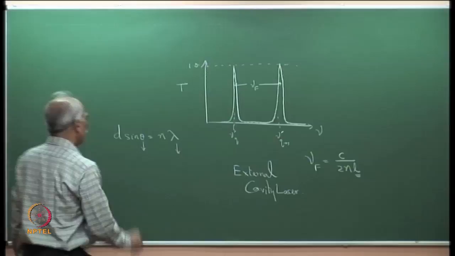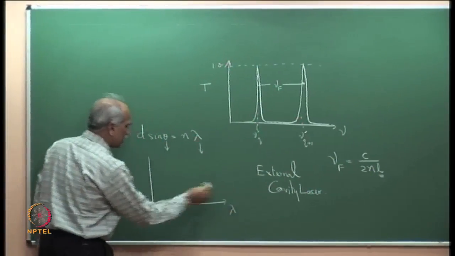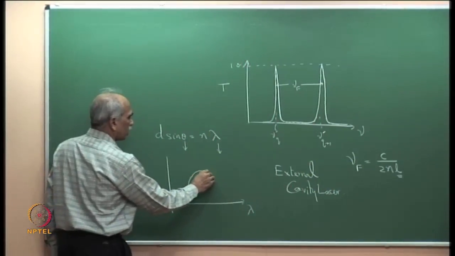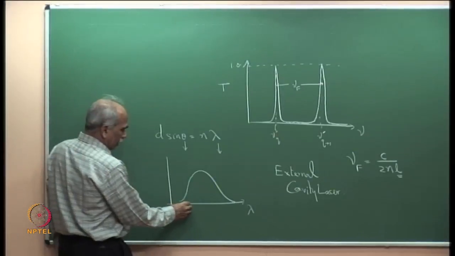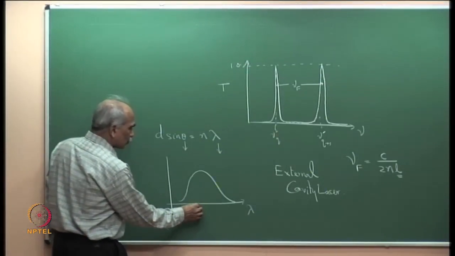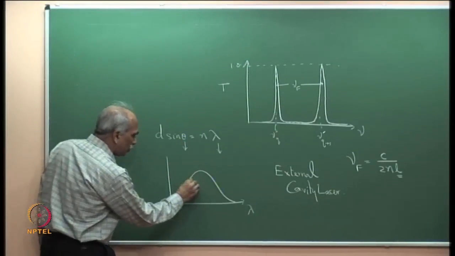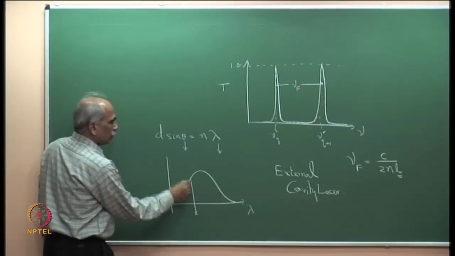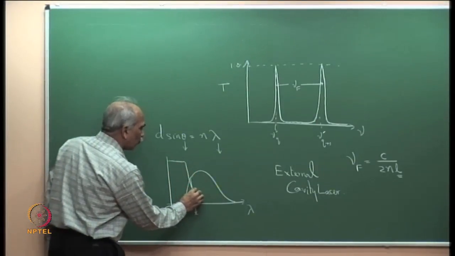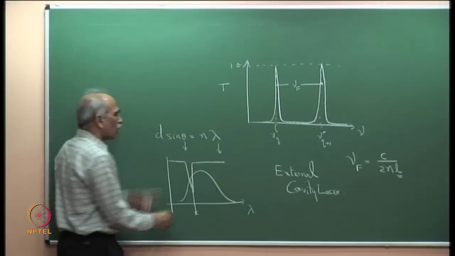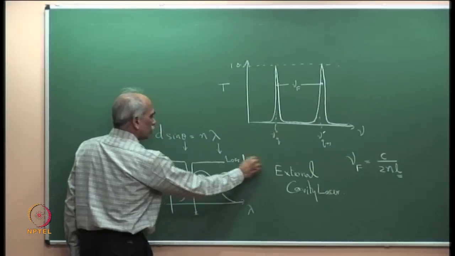Please see, if you see the gain curve, so this is lambda or frequency whatever, the gain curve is like this. If you choose the grating so that at one lambda theta is such that light goes back, so it could be here for example. So, for that loss will be very low. Principle is the same. For all other wavelengths, loss will be very high. So, this is the loss line, this is the gain curve.